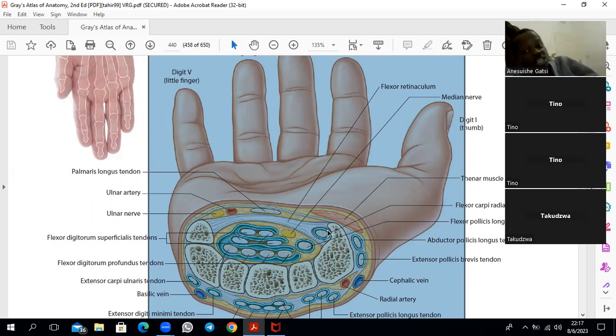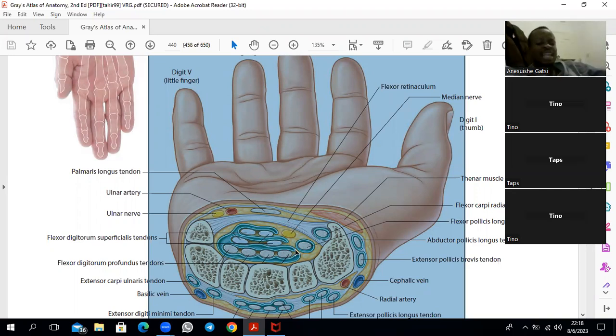Palmaris longus, in terms of insertion, inserts into the flexor retinaculum as well as into the palmar aponeurosis on the hand. So this is the tendon of palmaris longus, ladies and gentlemen. It passes on top of the flexor retinaculum. I don't have a tendon from the superficial group of the anterior compartment muscles passing below the flexor retinaculum. Either they don't reach the wrist, they don't pass on top or below, or there's only one, the palmaris longus, which will pass on top.